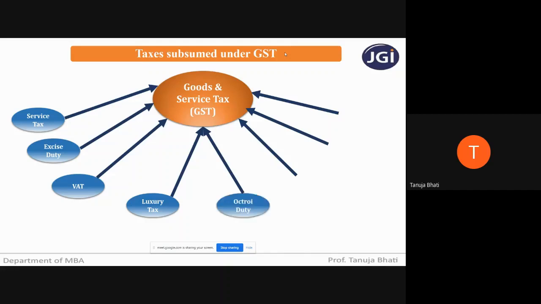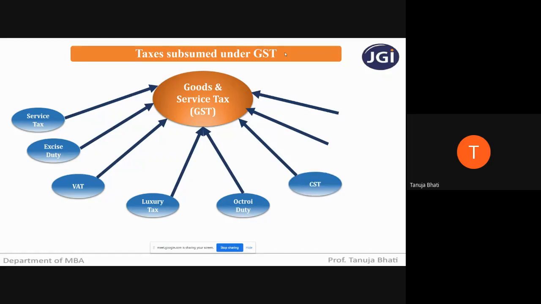Next, octroi duty. Octroi duty was usually a duty that was levied on the entry of the goods. So on interstate transaction of goods from one state to another state, at the point of entry of goods into the state, octroi duty was being levied earlier, but now GST is being levied.